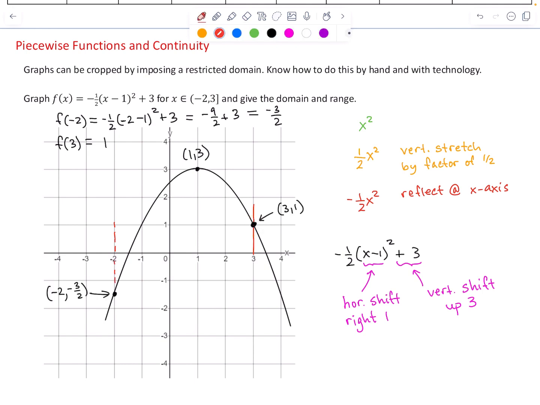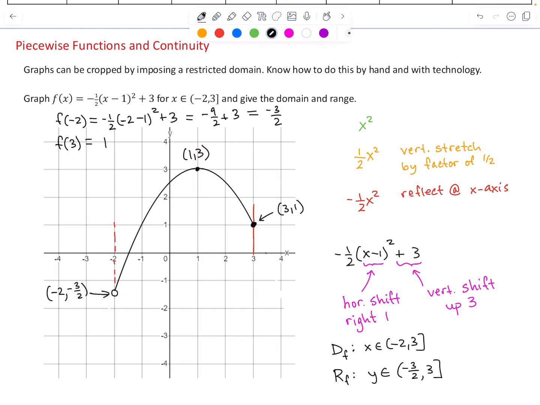Negative 2 should not be included, so we have a hollow point at negative 2 comma negative 3/2, and a solid point at 3, 1. And this is our cropped function. The domain of this function, we'll say capital D sub f, is precisely the restricted interval that we are given here. And the range of this function, we go as low as y-coordinate negative 3/2, excluding it, and we go as high as y-coordinate 3.